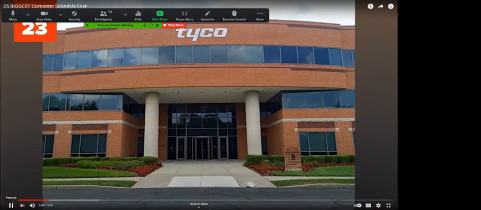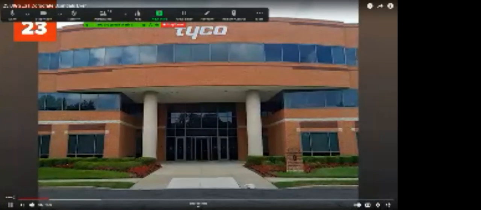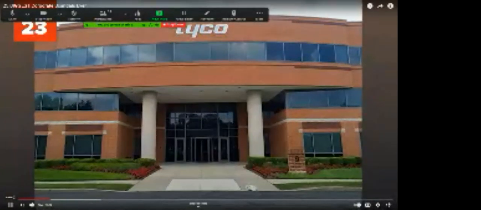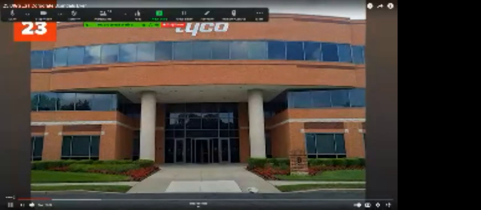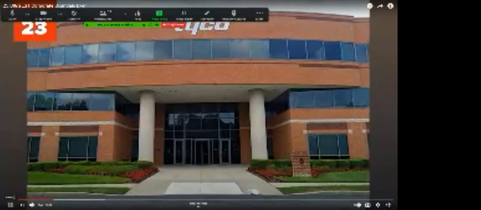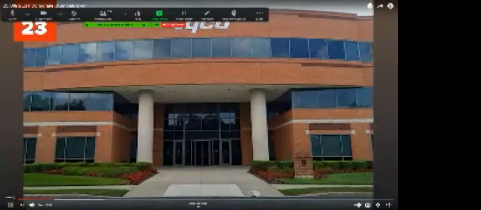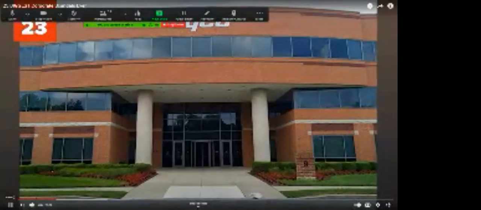Number 22. Tyco Limited. Tyco International is a diversified manufacturing conglomerate that deals with electronic components, healthcare, fire safety, security, and fluid control, with headquarters in New Jersey. In 2005, its CEO, Dennis Kozlowski, and CFO, Mark H. Swartz, were found guilty of stealing $600 million from the company. These two symbolize the excesses of executive compensation at shareholders' expense, where Kozlowski will be remembered for the $2 million birthday bash he gave his wife on a Mediterranean island.